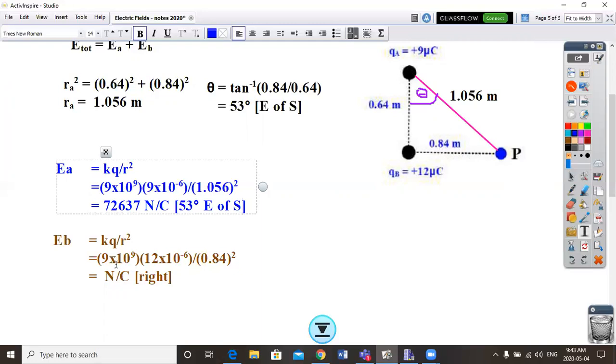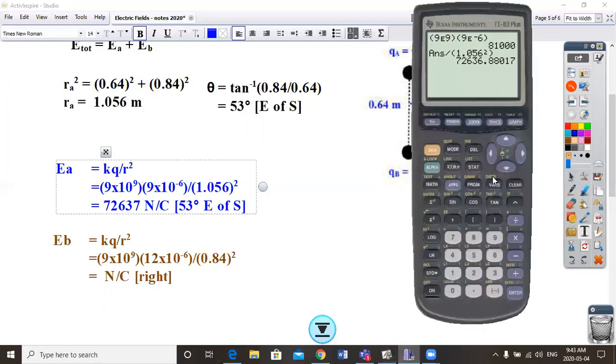All right, so for QB, KQ over R squared. So 9 times 10 to the power of 9 times 12 times 10 to the power of -6 divided by R squared, 0.84 squared, and you get 153,061.